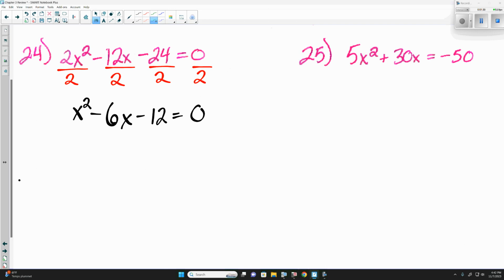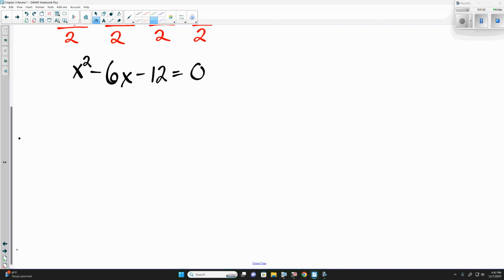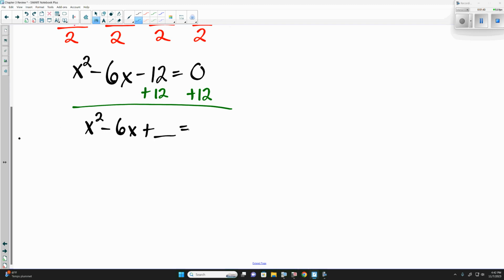Step 2, get the variables by themselves. So we need to move our negative 12 by adding 12 to both sides. And it'll tell us that x squared minus 6x plus blank is equal to 12 plus blank. We got the variables by themselves, and we needed to leave 2 spaces, 1 on either side of the equal sign, so we get this here.